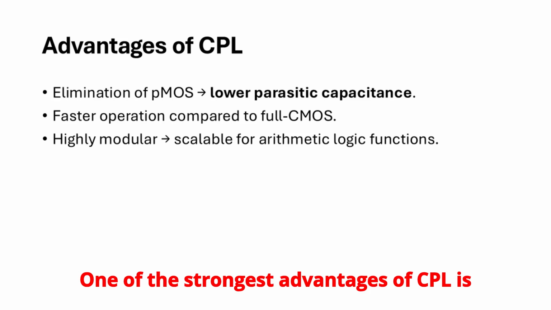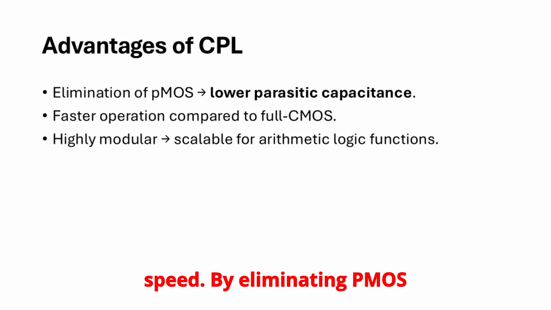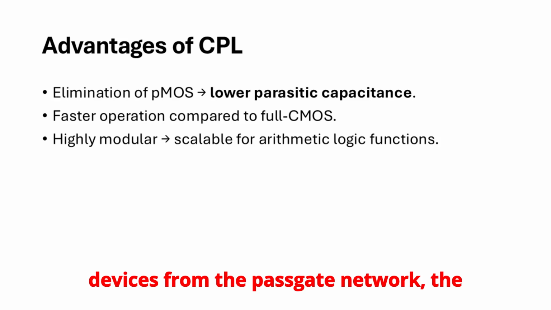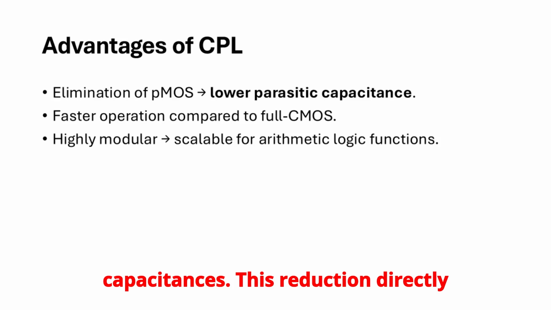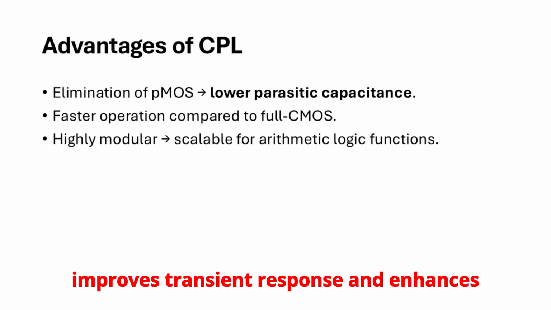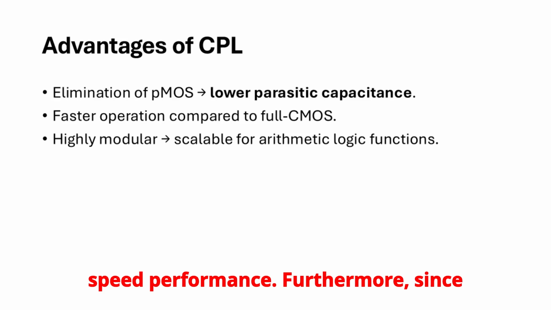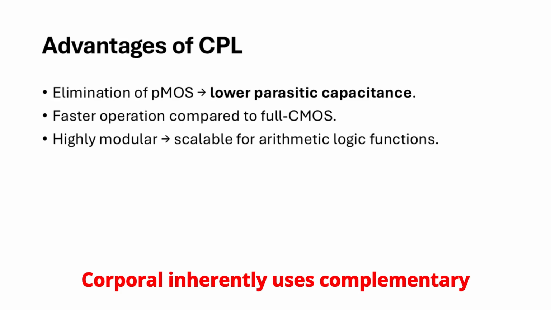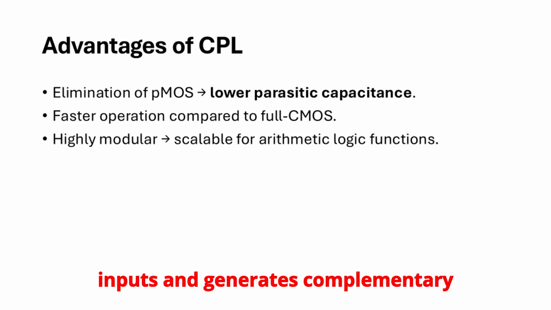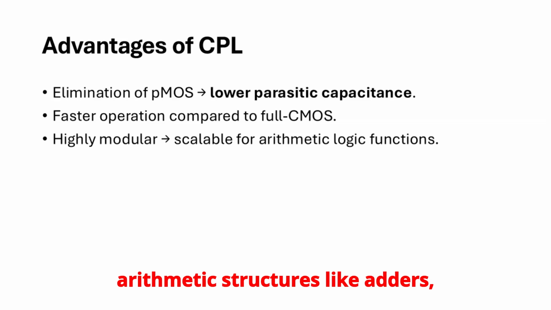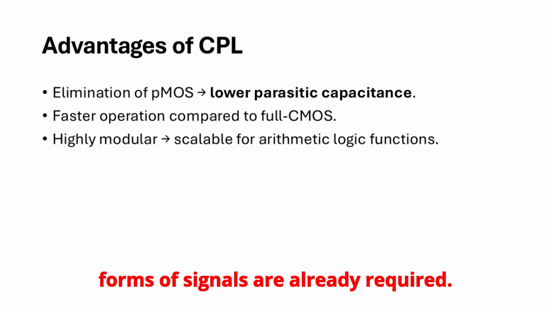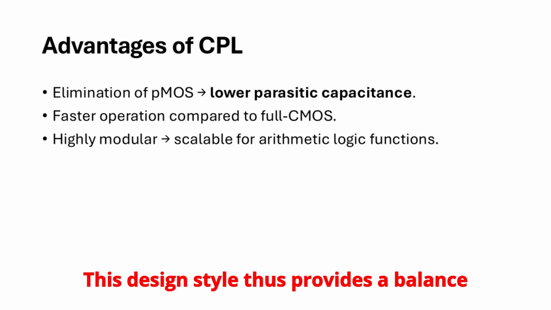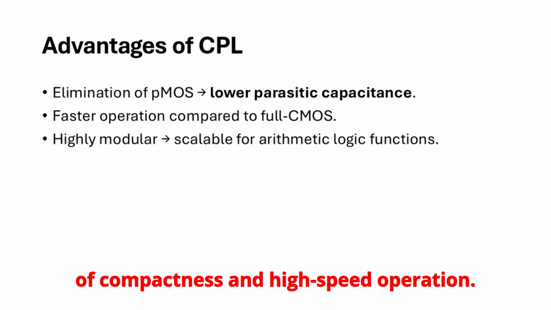One of the strongest advantages of CPL is speed. By eliminating CMOS devices from the pass-gate network, the circuit significantly reduces parasitic capacitances. This reduction directly improves transient response and enhances speed performance. Furthermore, since CPL inherently uses complementary inputs and generates complementary outputs, it fits naturally into modular arithmetic structures like adders, multiplexers, and comparators, where both forms of signals are already required. This design style thus provides a balance of compactness and high-speed operation.